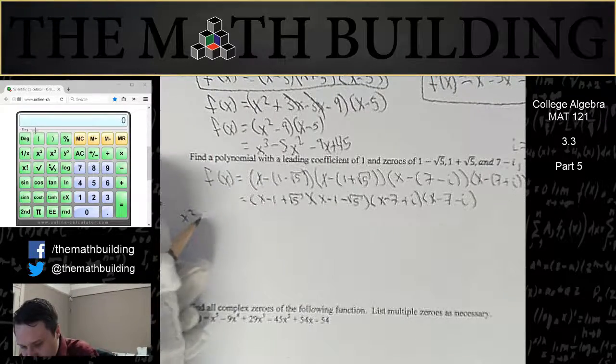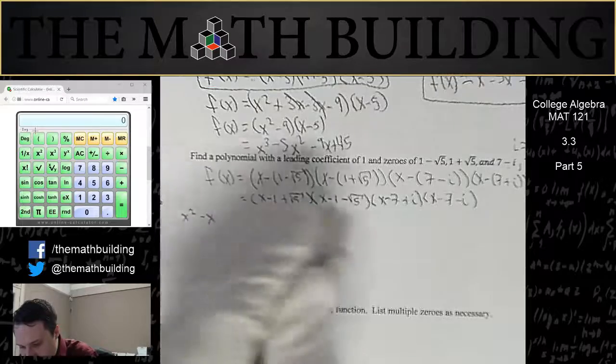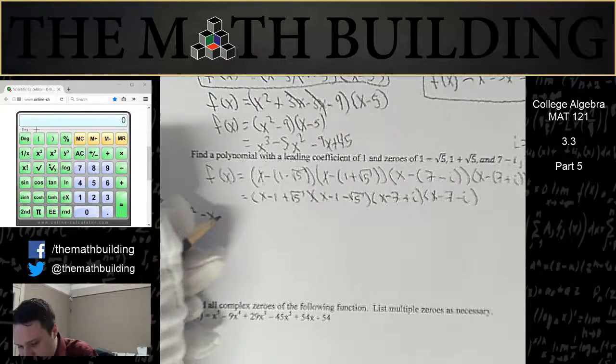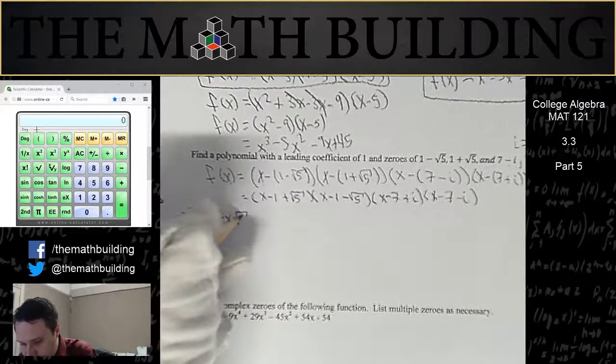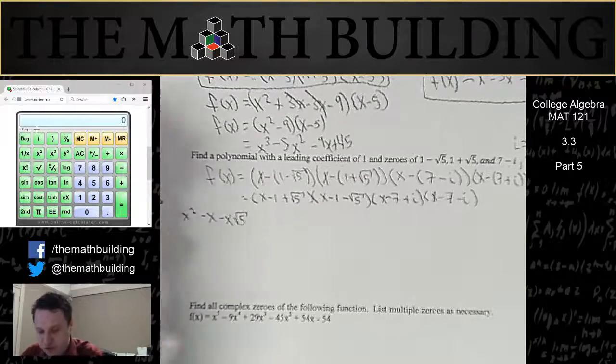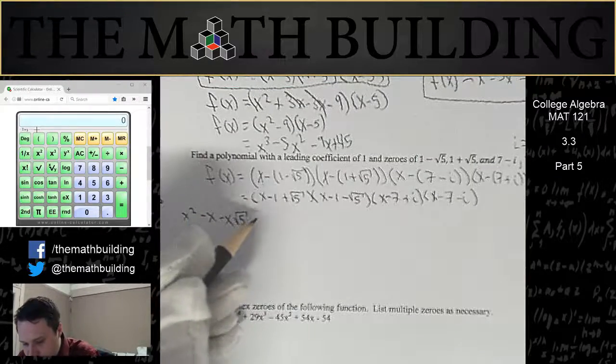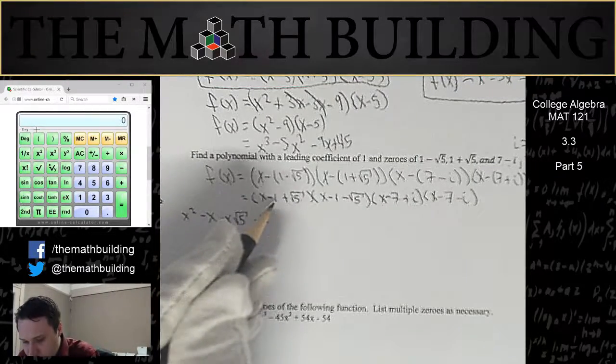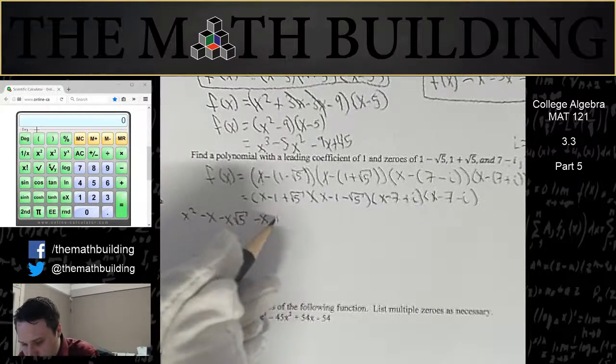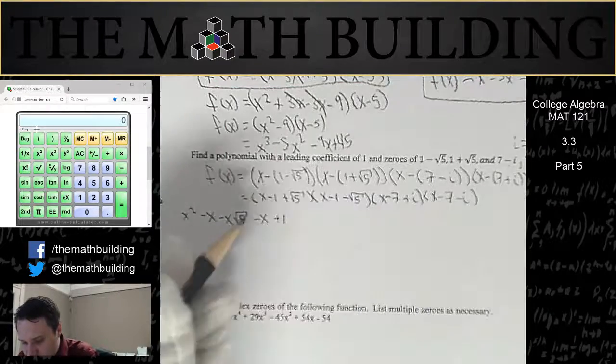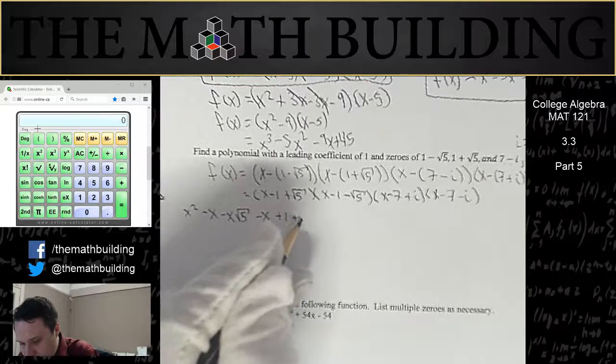X times negative 1 is negative x. X times negative root 5 is negative x root 5. So far, so good. Negative 1 times x is negative x. Negative 1 times negative 1 is plus 1. Negative 1 times negative root 5 is plus root 5.